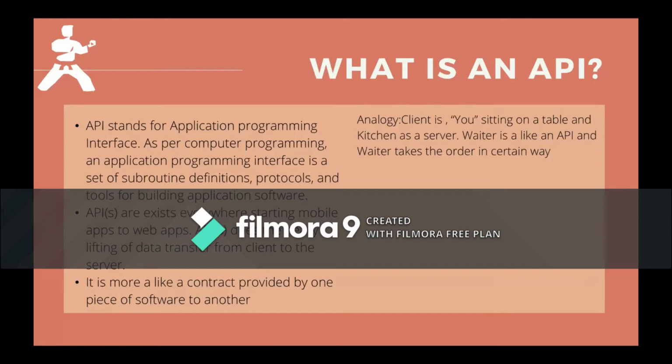Now if you dissect this entire story, or the analogy which I'm talking about, you are a client. I mean, you as a person go and sit at the table, you are a client. And now the waiter is like an API. So the waiter is doing the heavy lifting there.